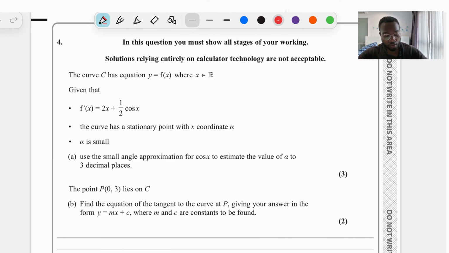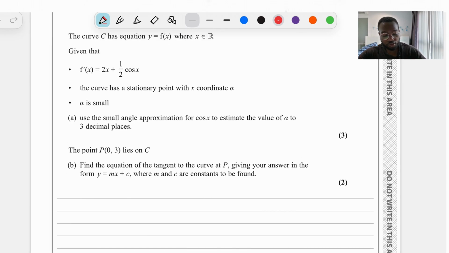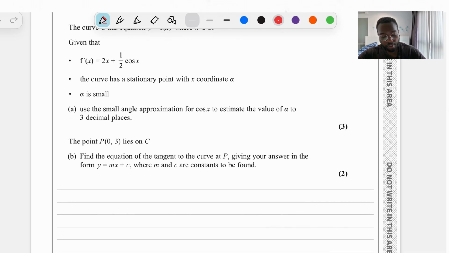For this question, what do we know? We know that the curve has a stationary point at x coordinate alpha. If it's a stationary point, we know that f dash x has to equal 0. And when that equals 0, then it will have that stationary point there.